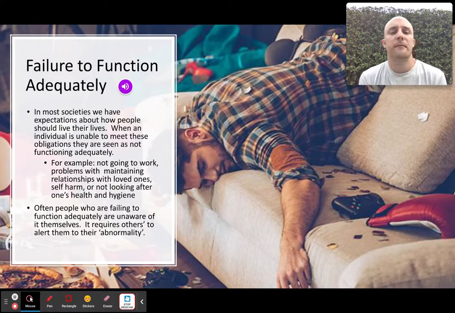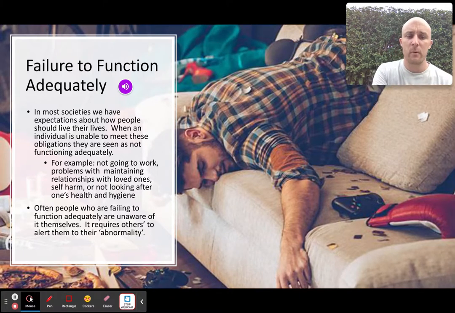Finally, failure to function adequately. I see a lot of students who are failing to function adequately year on year. Failing to function adequately is basically the individual is unable to meet the obligations that society has set before them. They are failing to live at an adequate level. They are failing to deal with the minor stresses of life, and generally you can see this. So, for example, if you're not going to work or not attending college, right?